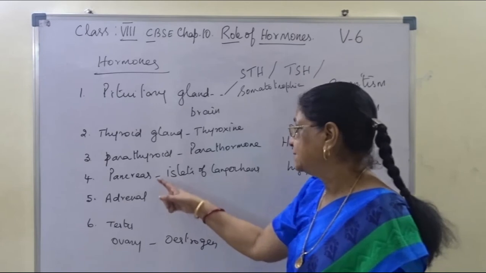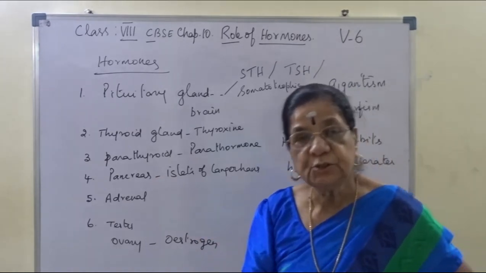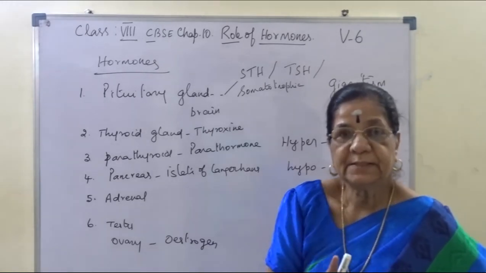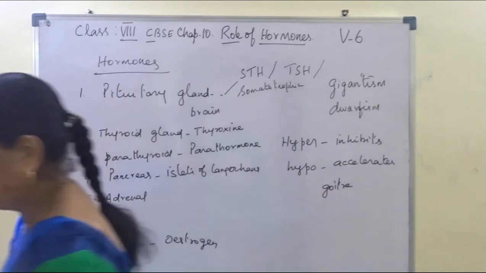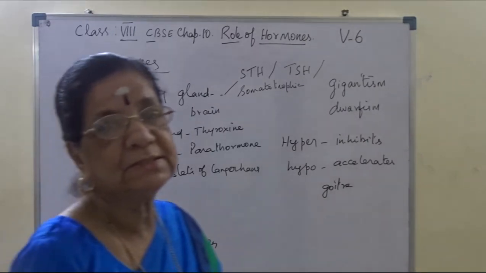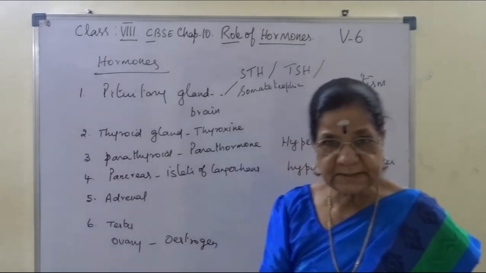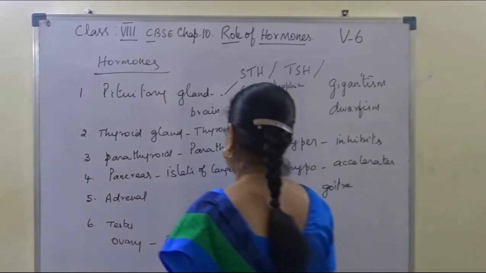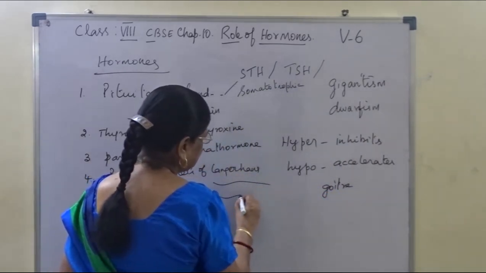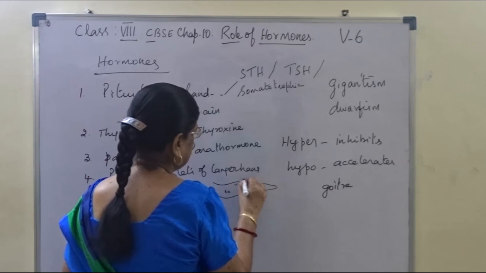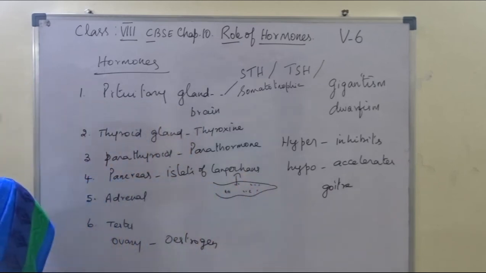Okay. And next is the pancreas. It is acting as a dual gland. One is the pancreas as such, a digestive gland, and the pancreas contains a leafy region. There are patches of cells called islets of Langerhans.